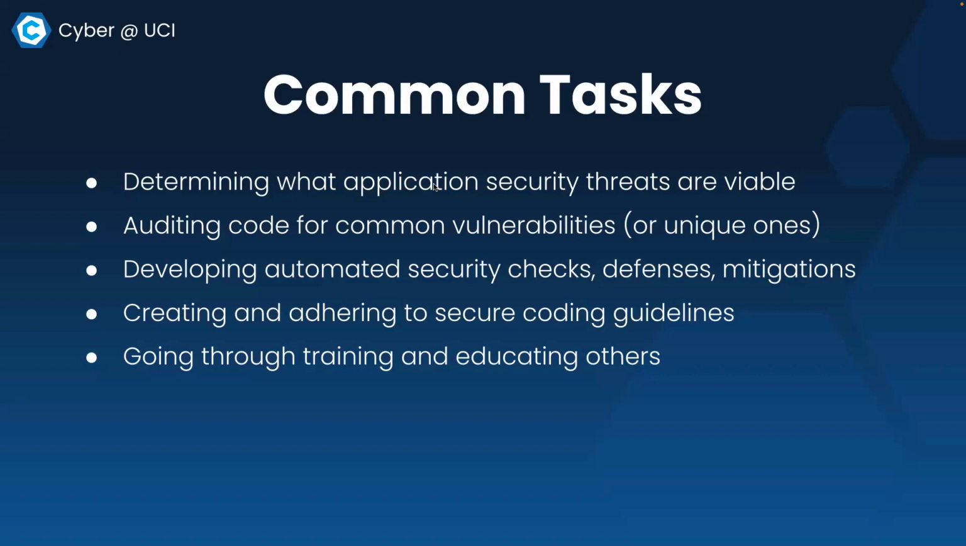You may be developing automated checks. So in your continuous integration and continuous delivery pipeline, you may be putting stuff in place so that every time a developer makes a change, that gets checked for common issues that your company may have seen in the past. You want to be creating secure coding guidelines, either stuff that is specific for your product space, or just following some of the common ones that are available out there. The other big one is just doing the general security training and educating others as best you can.